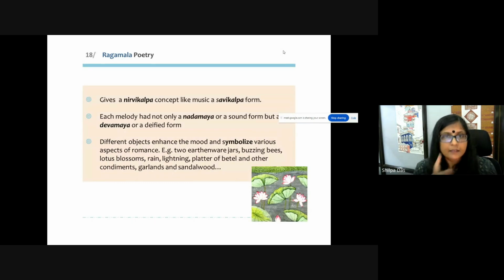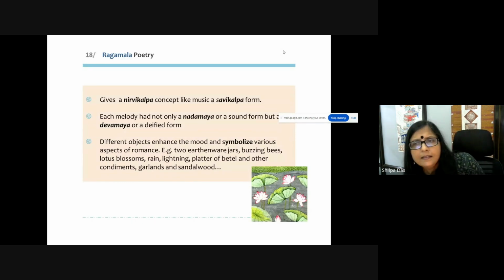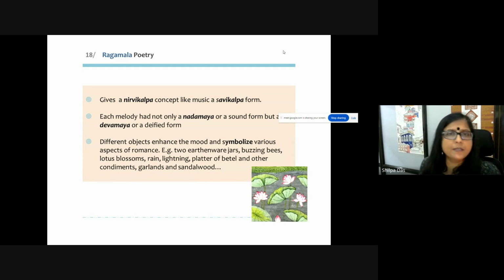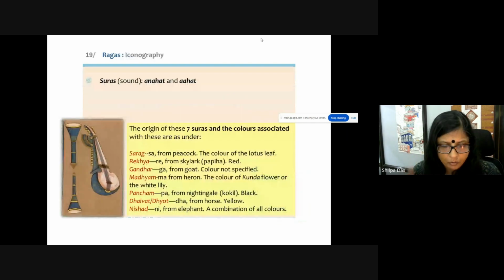Okay. The other thing to remember is that many objects or props are placed in these paintings, which are typical. They set the tone and the mood, but also they are very symbolic. And conventions of the time were such that they were known to the viewers. They knew that if there are two earthenware jars, they mean this. If there are two buzzing bees, it means this. Rain, lightning, everything had a certain symbolism that was attached to it.